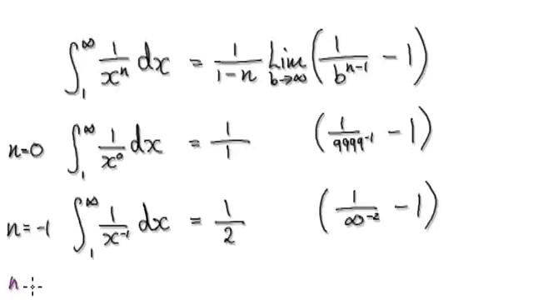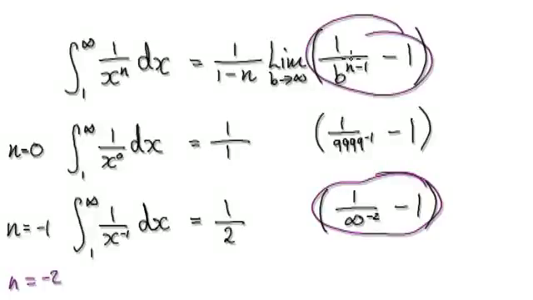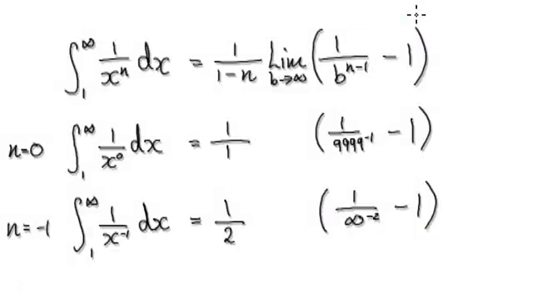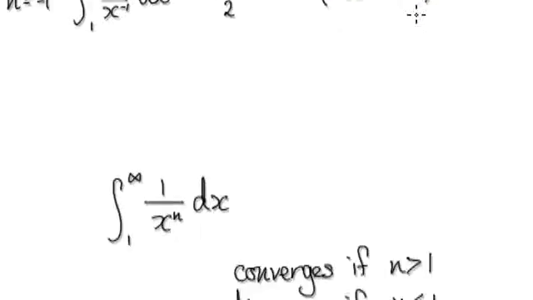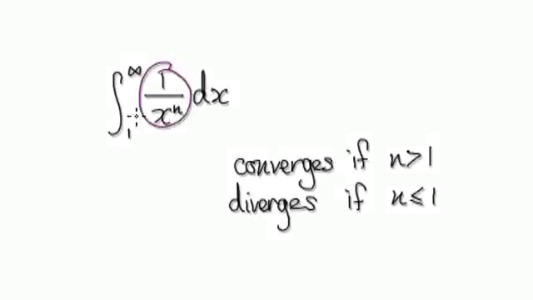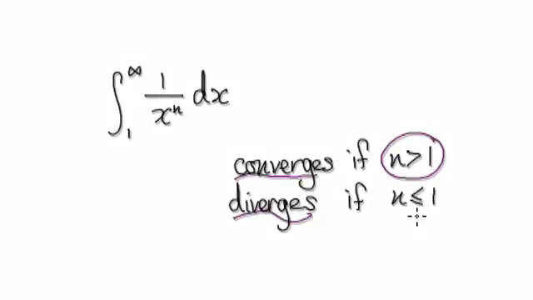So as you decrease n, let's say -2 here, this thing here will tend towards infinity. So it's not going to converge, it's going to diverge. So in general, when you try and integrate this from 1 to infinity, it will converge if n is greater than 1, and it will diverge if n is less than or equal to 1. Okay.